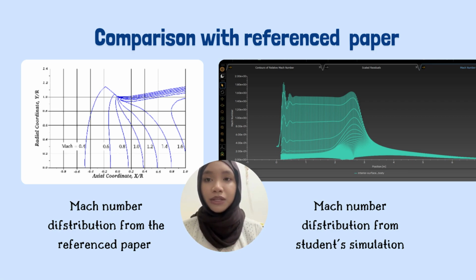For the ANSYS Fluent simulation performed in this study, the overall flow behavior is similar. The flow accelerates as it approaches the throat, reaching the peak Mach number of about 1.8 before expanding downstream.